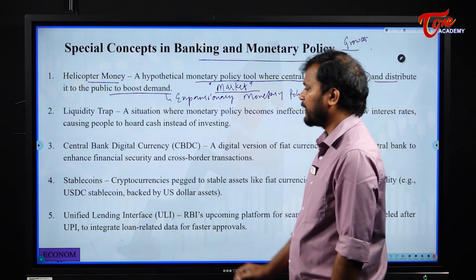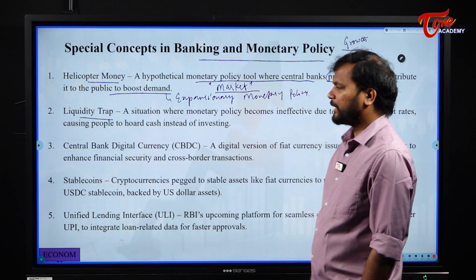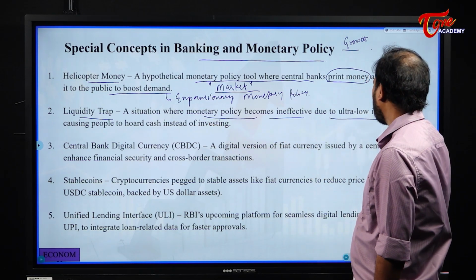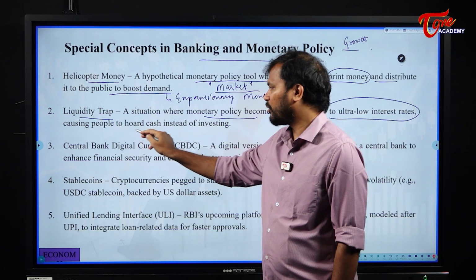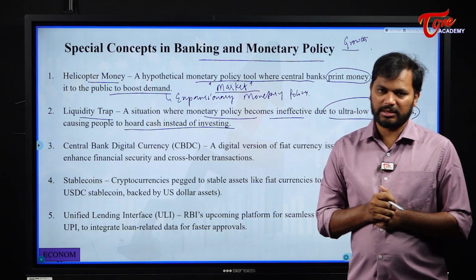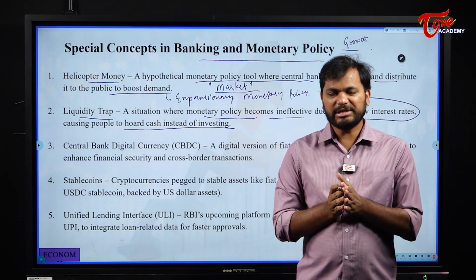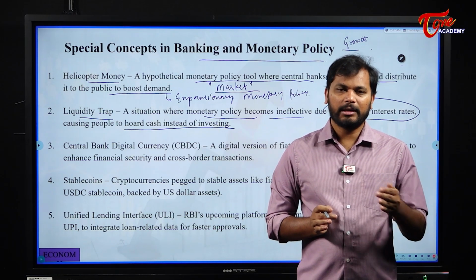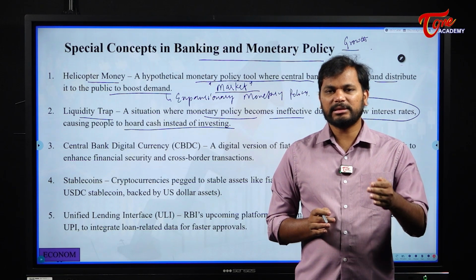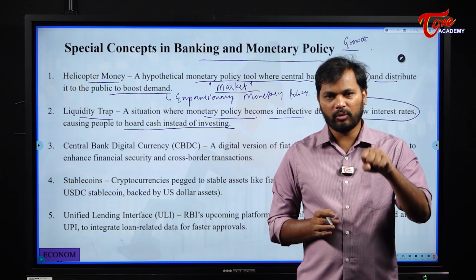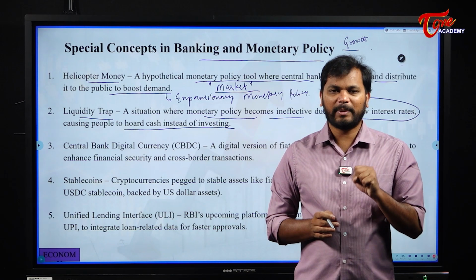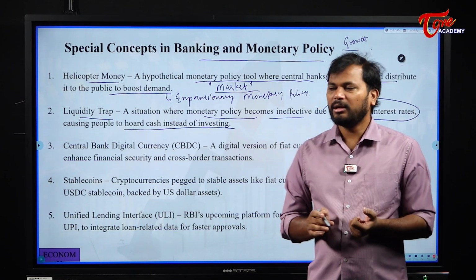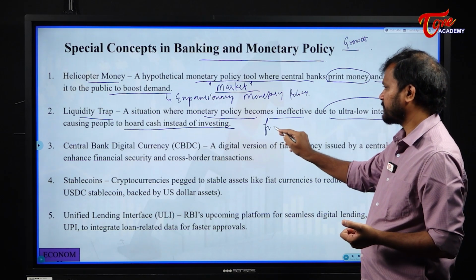Okay, next, the liquidity trap. Liquidity trap is a situation where monetary policy becomes ineffective due to ultra low interest rates, causing people to hoard cash instead of investing. It is a situation where the public is not interested in depositing money in the bank. The public is interested in holding the money in their own hands or in their own household, instead of depositing the money in financial institutions like banks.